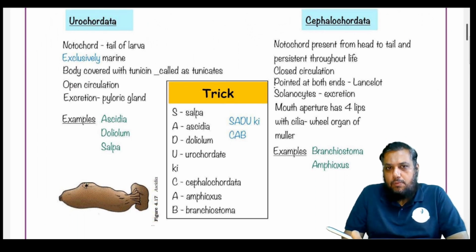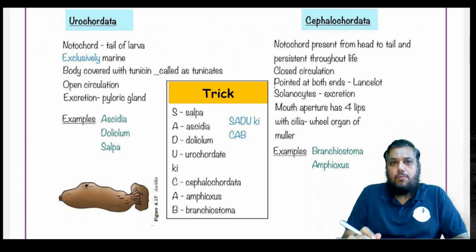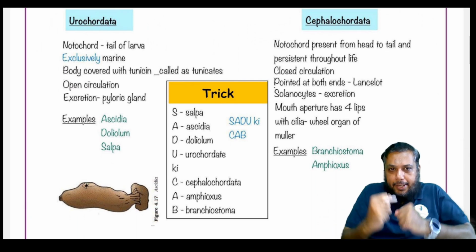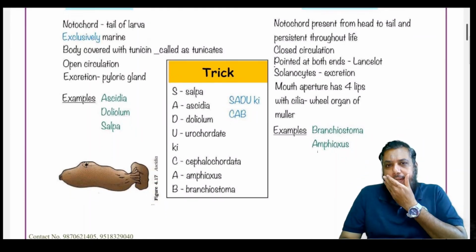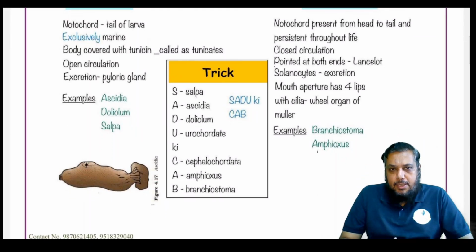So they're exclusively marine. Their other name is tunicates or Tunicata, because their body is covered by a covering which is called tunicin, like a jacket. It is also called the test. Okay, and that is why their name is tunicates. They show open circulation, and their examples include Ascidia, Doliolum, and Salpa.